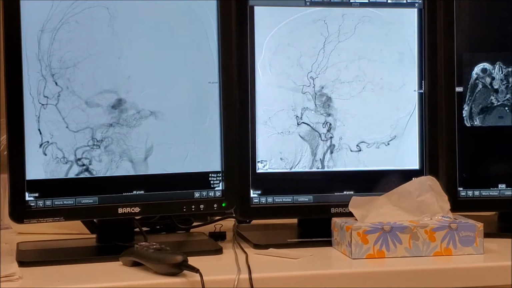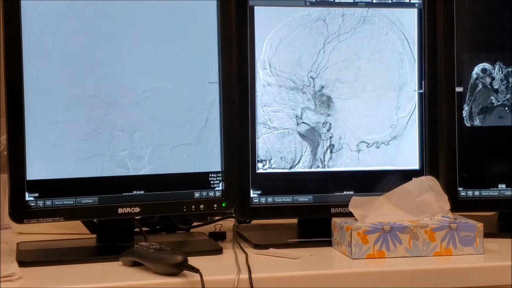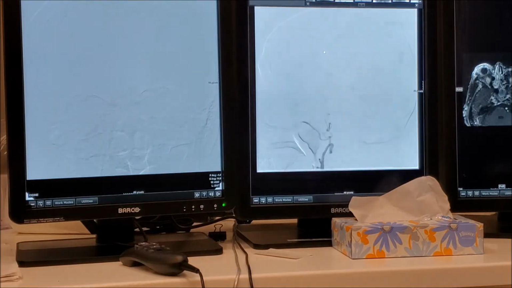But many of these areas are not just one pipe. We're seeing a lot of little vessels coming from the foramen rotundum and feeding the malformation. So to see it better, a selective injection would be advantageous. This is the same thing.